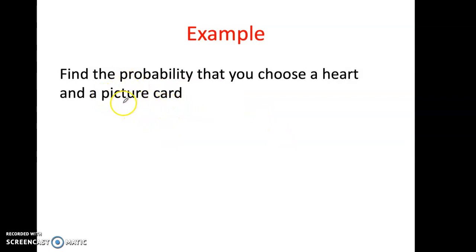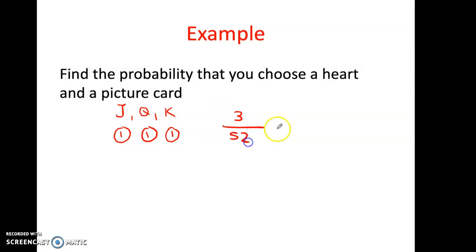Find the probability you choose a heart and a picture card. So again, we have for picture cards Jack, we have Queen, and we have King. And we want to make sure that they're also a heart. So we have 1 heart that's a Jack, 1 heart that's a Queen, and 1 heart that's a King. So altogether, it's 3 out of 52. And you can't reduce that.